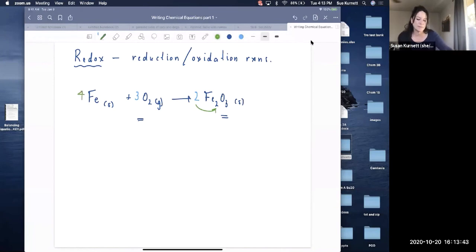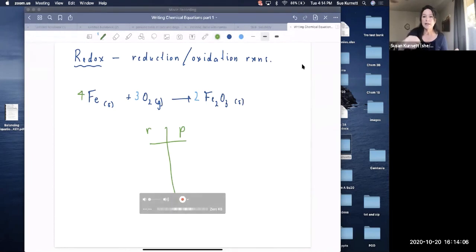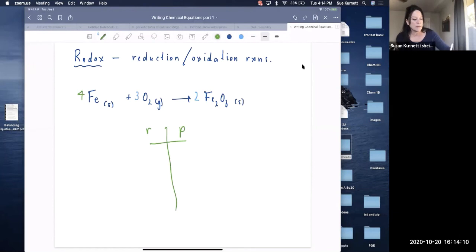To balance a redox reaction requires extra steps, but this one I could do by inspection, which is how we're going to do it in class today. We're just going to look and say, do I have the same number of things on the left and the right? And we're going to make something called a T-table where we look at reactants and products. And then we'll consider atom by atom, even though some of the atoms are ions and some of the atoms are sharing electrons in a covalent way.